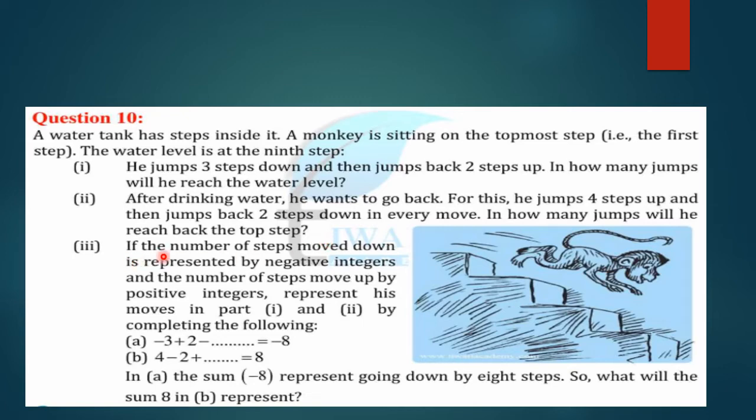And the third question: if the number of steps moved down is represented by negative integers and the number of steps moved up by positive integers, then represent its moves in parts 1 and 2 by completing the following. A: minus 3 plus 2 minus ____ equal to minus 8, and B: 4 minus 2 plus ____ equal to 8. So in A, the sum minus 8 represents going down by 8 steps. So what will the sum 8 in B represent?